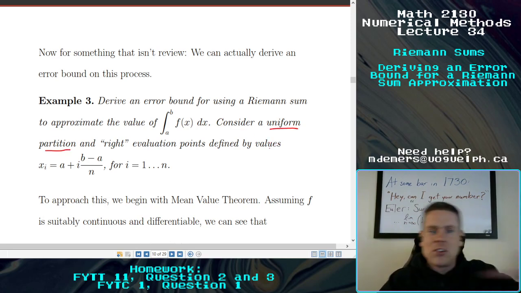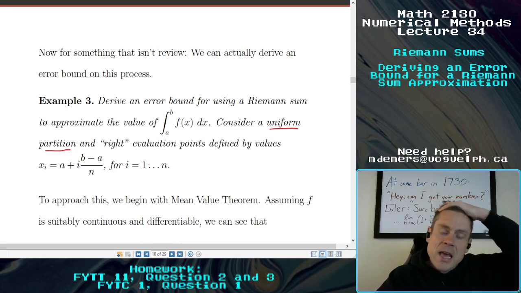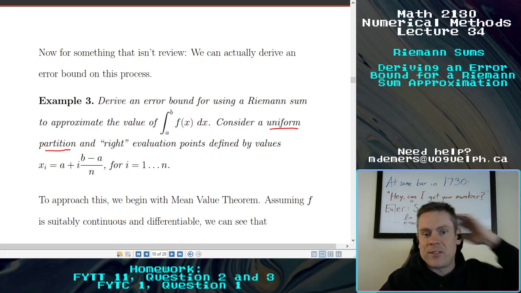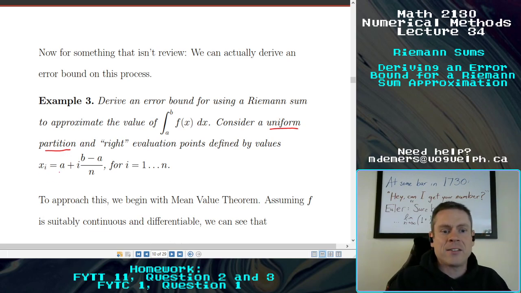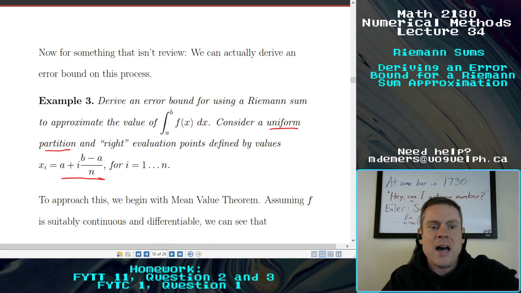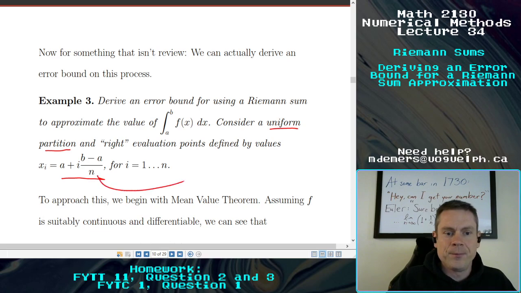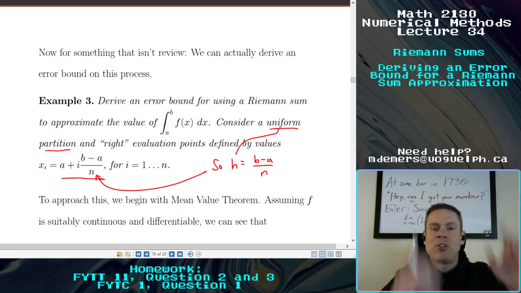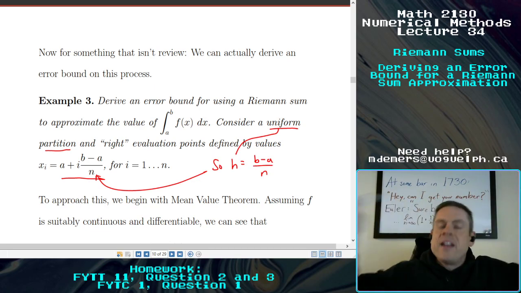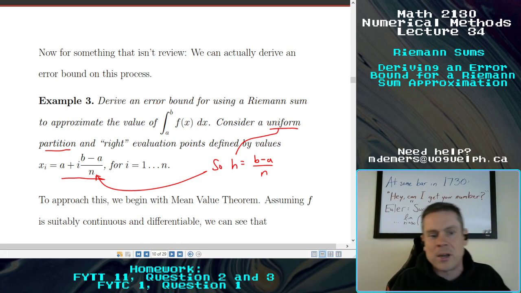So all of our h's are going to be the same, okay? And we're going to be using right evaluation points defined by values x_i equals a plus, so the left endpoint, plus i times the width. These are the h values. So if you imagine this, because of the uniform partition, h is actually equal to (b minus a) over n, which is just the width of the whole interval divided into n pieces. So that's probably not too surprising.